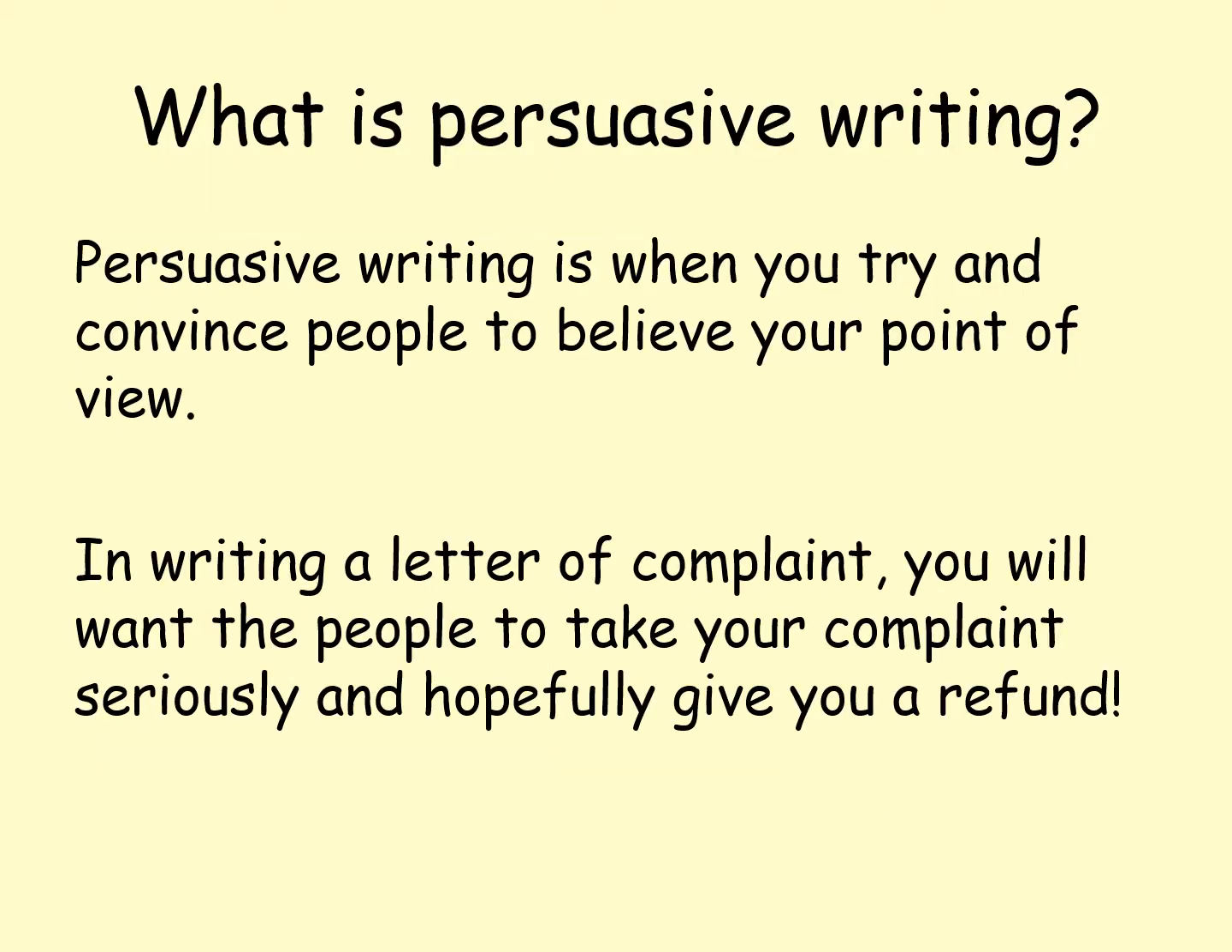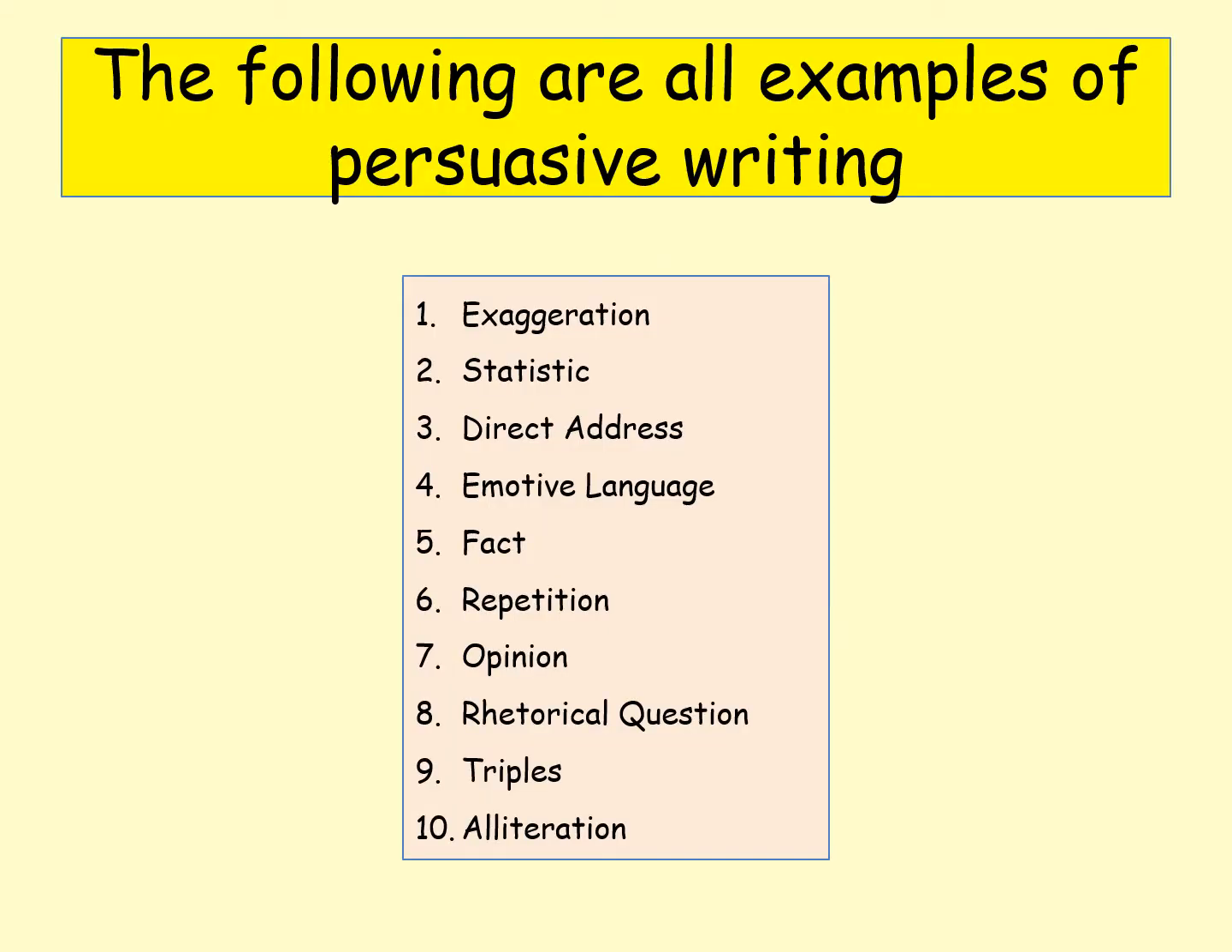So persuasive writing is when you try and convince people about your own point of view. So when you write this letter of complaint that you're going to be doing for me, you need to be able to persuade the travel company to take your complaint seriously and hopefully give you a refund, maybe a little bit of compensation. So these are some of the things that you're going to learn about. These are all features of persuasive writing. So exaggeration, the use of statistics, directly addressing the reader, emotive language, using facts, repetition, opinion, rhetorical questions, triples, sometimes known as the rule of three, and alliteration.